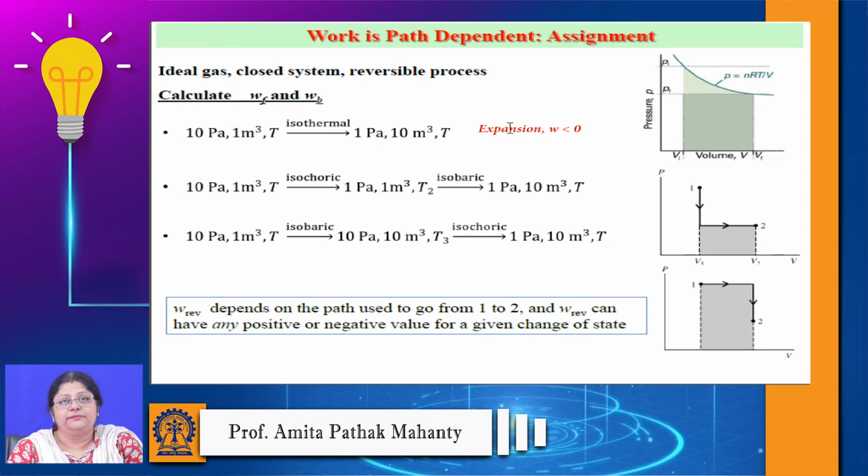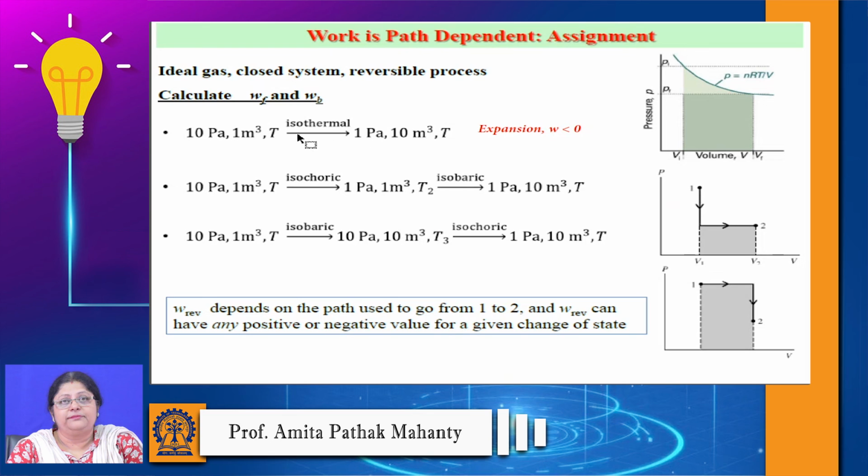So I will leave this for you to do, how to find out what will be the work. One example I'm going to say, you can predict the work which is done. Pressure is 10 pascals, 1 meter cube, temperature is T. Now you have an isothermal process. Isothermal process means temperature is remaining constant, T is T here. And here you are changing the pressure from 10 to 1.